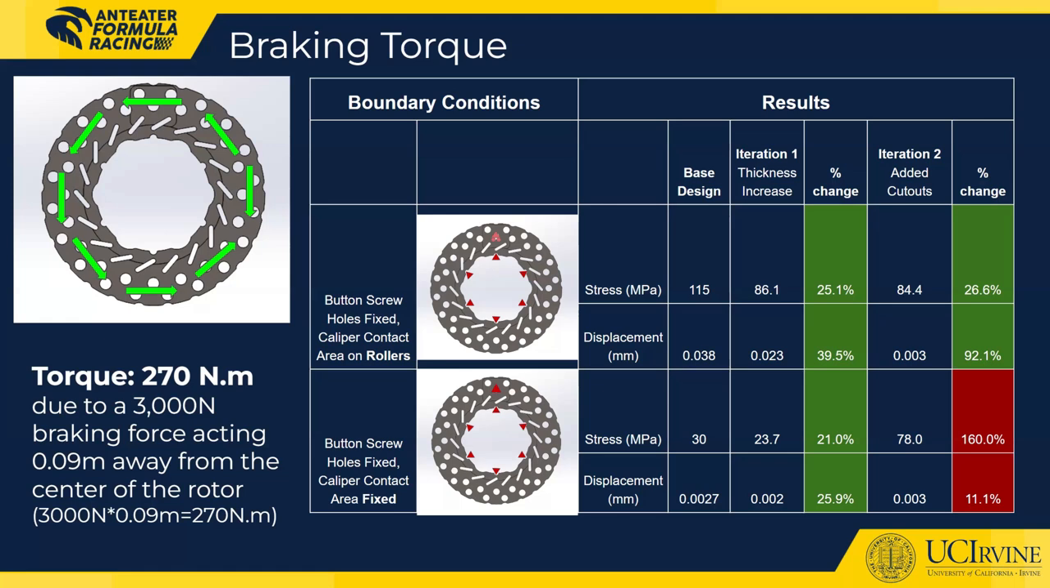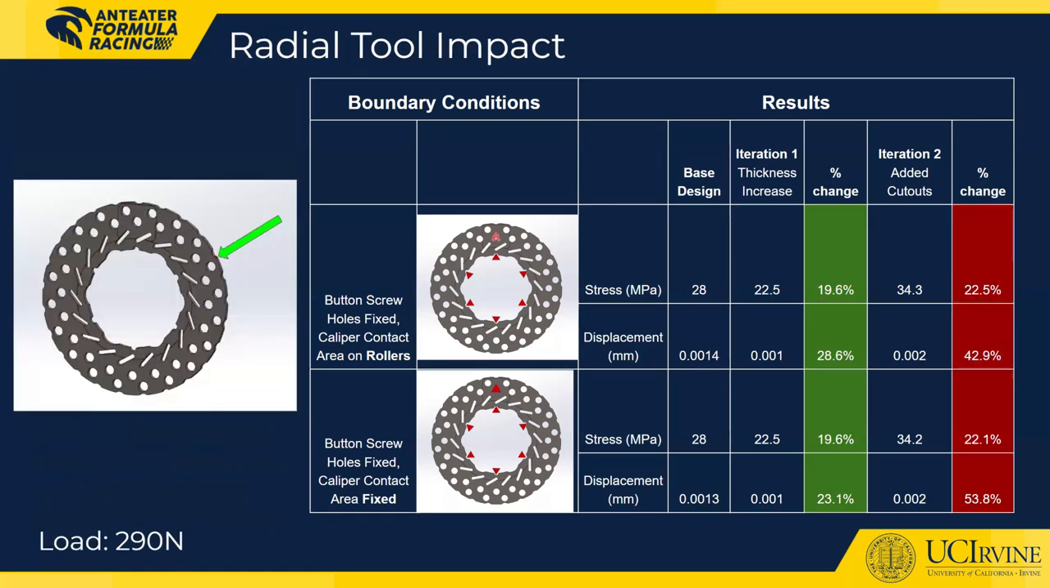This balance between strength and weight savings is crucial for optimizing performance. We also analyzed tool impacts to simulate accidental drops or strikes during maintenance. The first impact case involved a radial load.